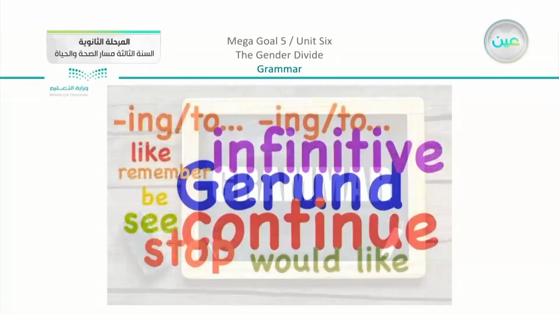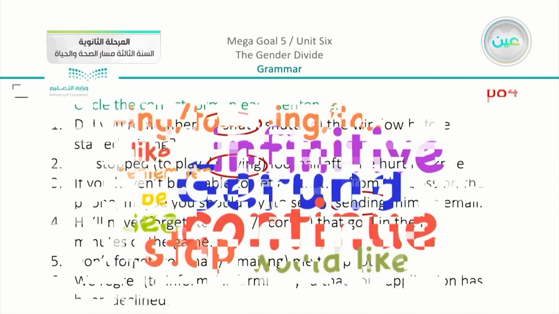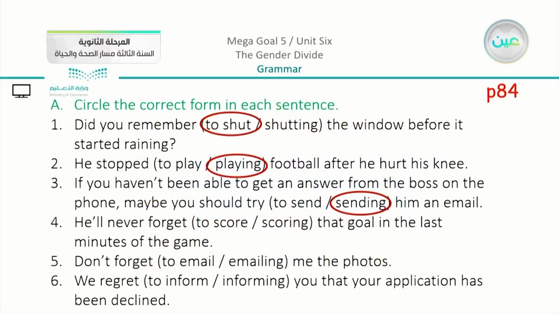So we are going to just take a look at the examples that we have here in the book. Yesterday we did 3 exercises here. Page number 84. You can see that we have here number 4, he'll never forget to score or scoring that goal in the last minute of the game. So here we can see that we are going to choose based on the meaning of the sentence. So something that he will never forget. So we're going to say that we have here scoring that goal because it's going to be a memory here.